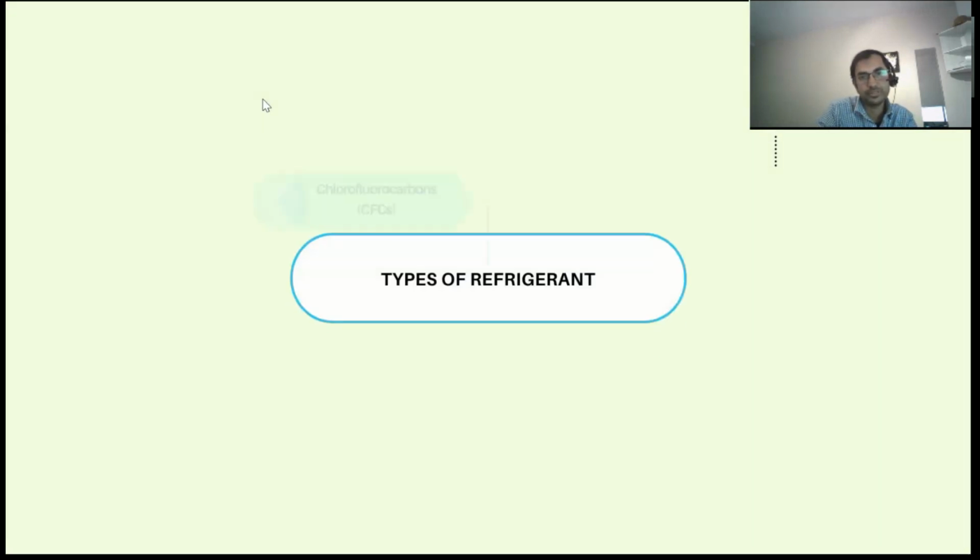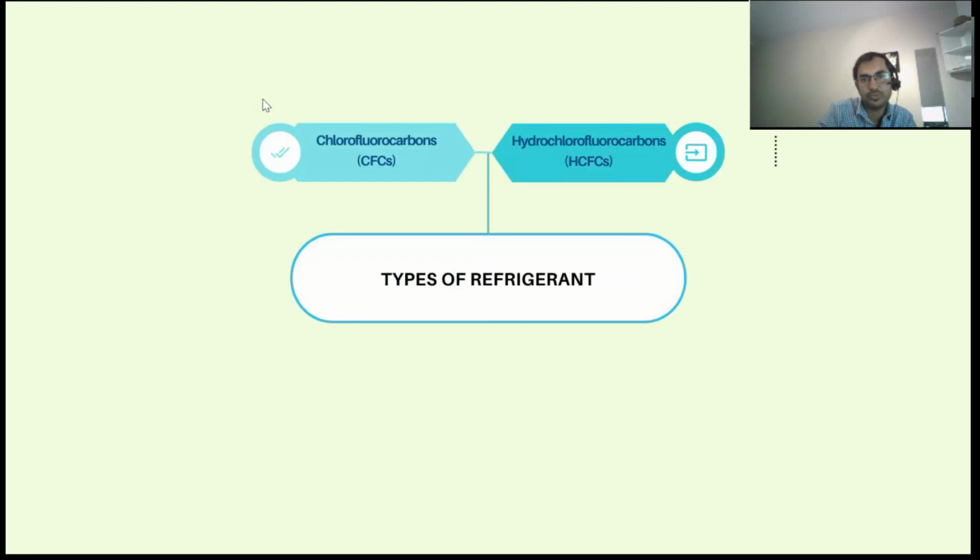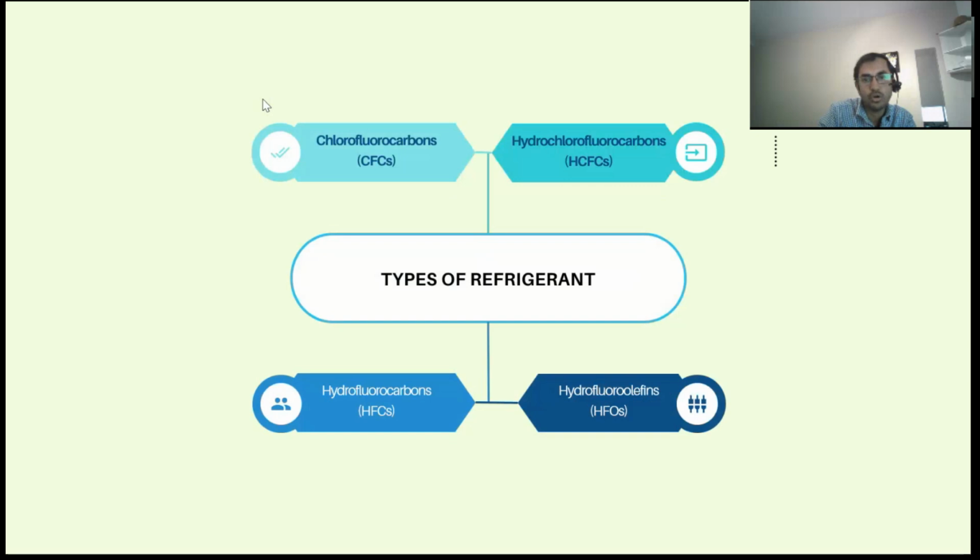Types of refrigerants. There are chlorofluorocarbons, or CFCs, which were used earlier, hydrochlorofluorocarbons, HCFCs, hydrofluorocarbons, HFCs, and hydrofluoroolefins, HFOs. These are the main types of refrigerants, and currently we are in the HFO zone, and many companies and industries are using HFOs nowadays, which have very low GWP and zero ODP.